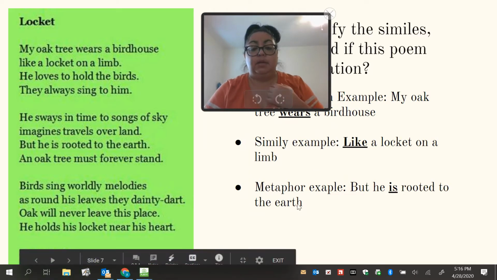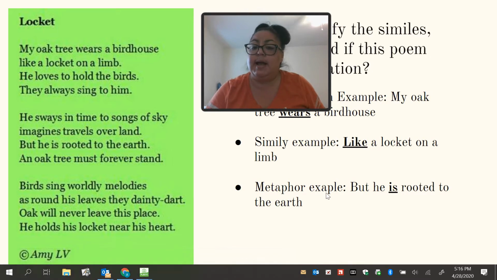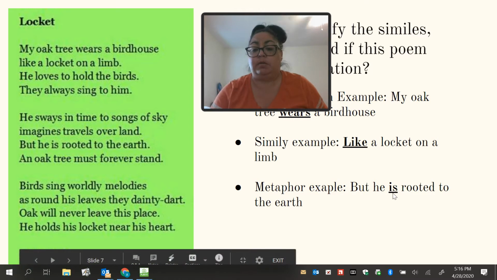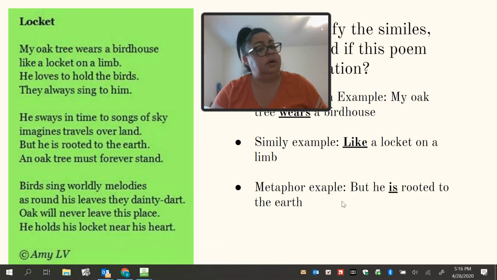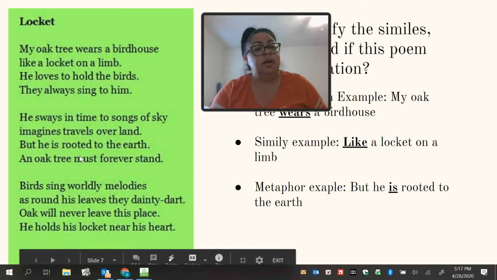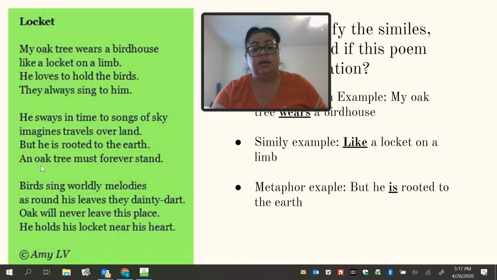Metaphor. And excuse me again, I've misspelled example. E-X-A-M-P-L-E. I will fix this. But he is rooted in the earth is my key word for the metaphor. The oak tree, or is it the birdhouse that is rooted in the earth? The oak tree is rooted in the earth. I know he's talking about the oak tree because in the fourth line of that stanza, it's talking about the oak tree. And it's rooted in the earth.